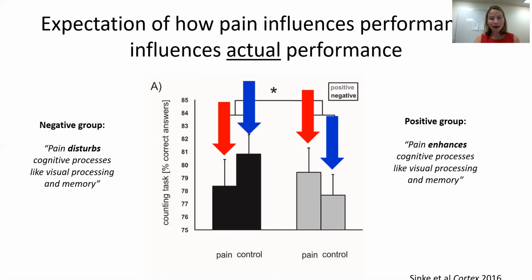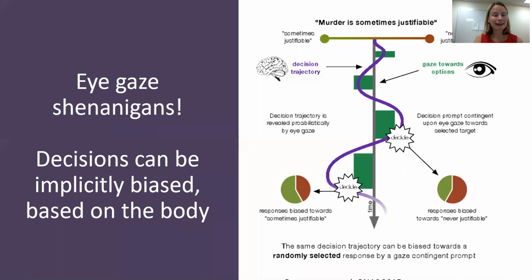Now, the second brain trickery thing that I want to talk to you about is eye gaze shenanigans. This is amazing. I love this stuff. And this is a study that basically shows that your decisions can be biased without you even being aware of it, based on what your body is doing. In this case, what your eye gaze is doing. So in this study, they gave people kind of a moral dilemma. Murder is sometimes justifiable. And they had a scale that rated from sometimes justifiable to never justifiable.